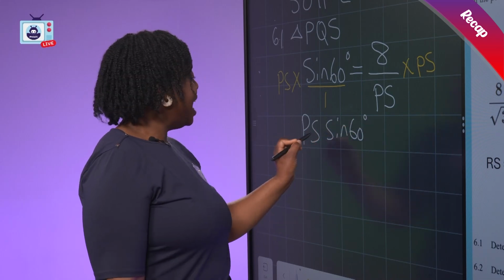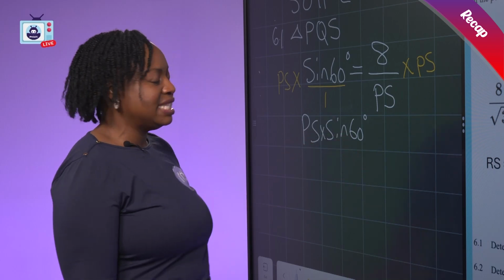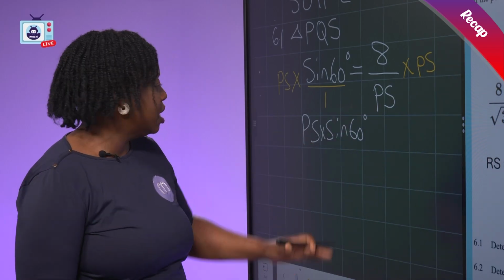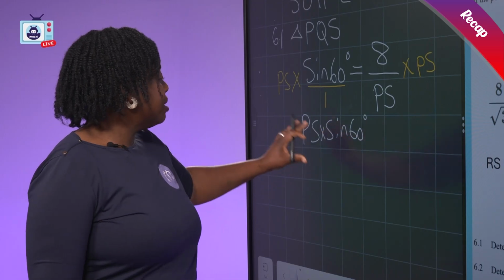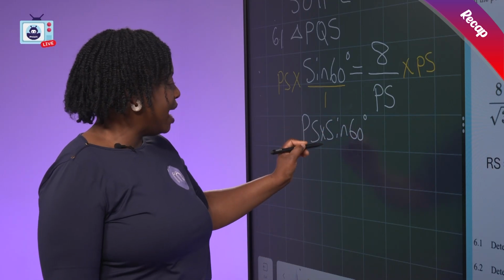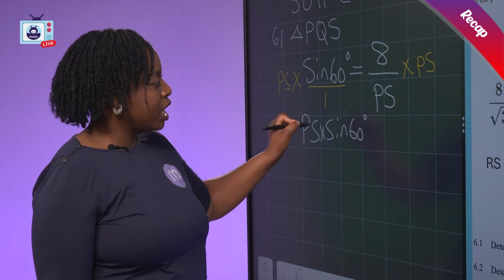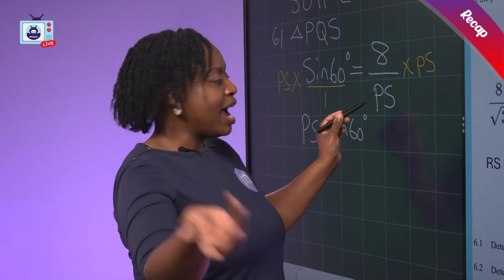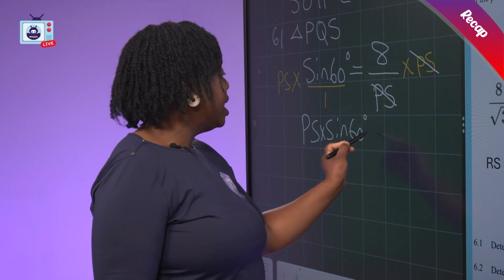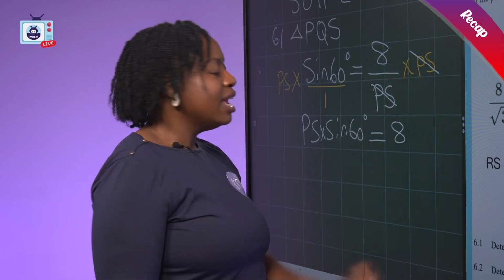Remember, this is PS multiplied by sine 60. So you cannot write it as sine 60 PS, it doesn't have a meaning. You can't just write PS sine 60 as if it's one thing. We are literally multiplying. So even if you don't multiply, you can put your dot. On our right side, PS and PS will divide, and we get 1. That makes us remain with an 8.